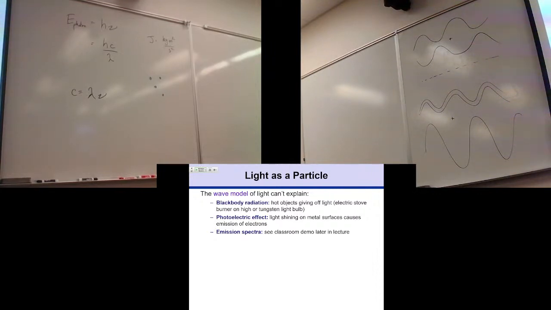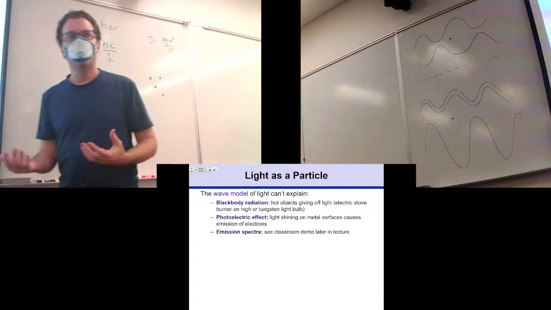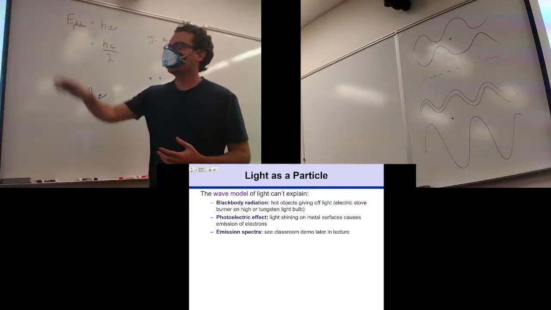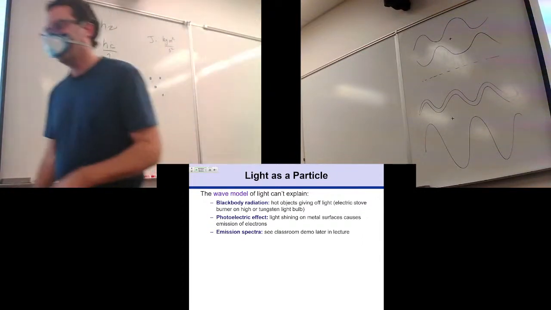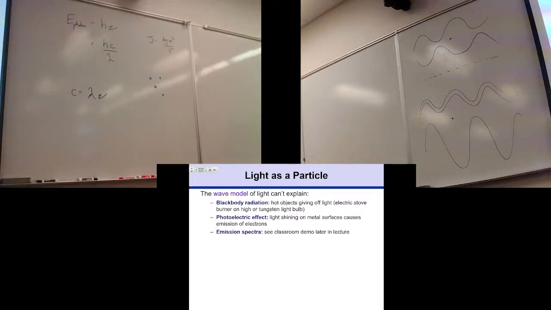But where do these lights come from? The wave model of light does not explain this. This is what's called an emission spectra. So light is being emitted from matter. So how do we explain these colors? Where are these colors coming from?